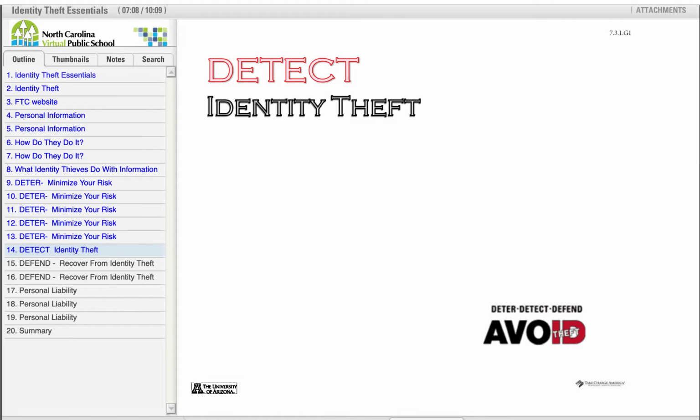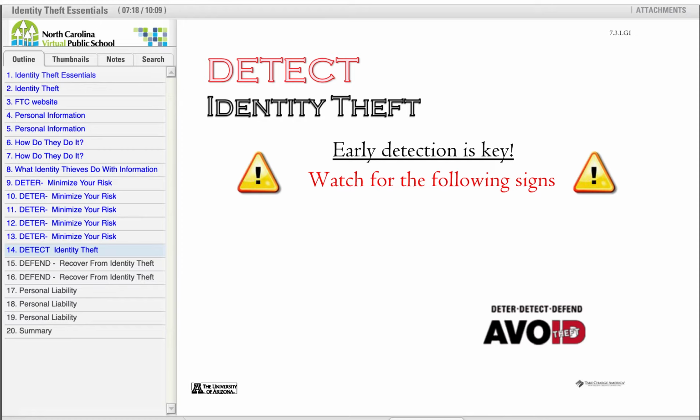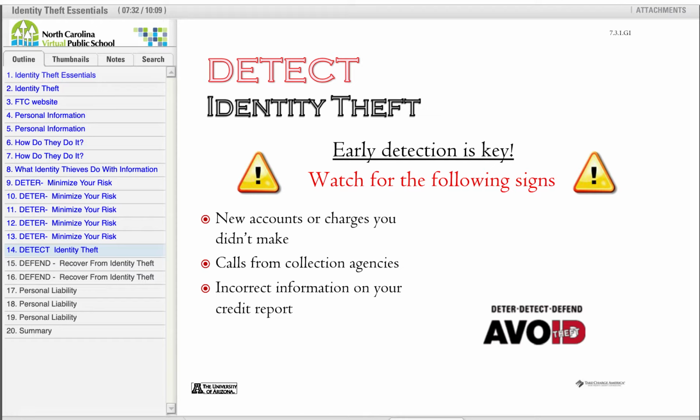Detect. Identity theft continued. Early detection is definitely the key. Here are some warning signs to follow. New accounts or charges you didn't make. Calls from collection agencies. Incorrect information on your credit report. Being denied credit when there is absolutely no reason to be. Missing bills or mailed statements.